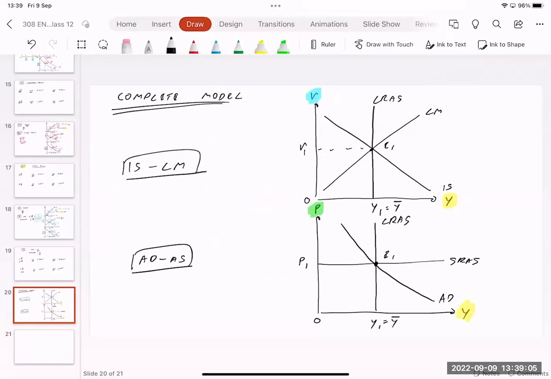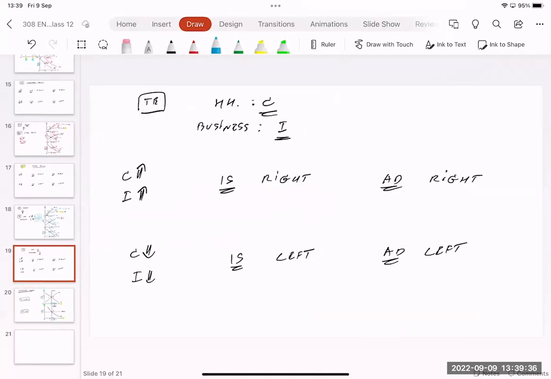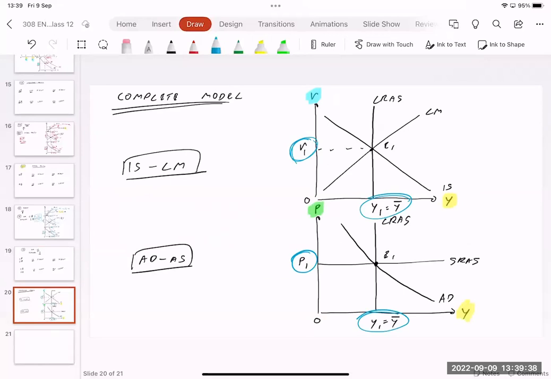As you can see, if I write it out like this, the IS-LM model and the aggregate demand and aggregate supply curve are connected together. We have Y1 equal to Y bar, the same. For the IS-LM, it's showing the real interest rate, while the aggregate demand and aggregate supply is showing the price level. This is different. So this is what we call the complete model, and next time we're gonna play with the complete model together.